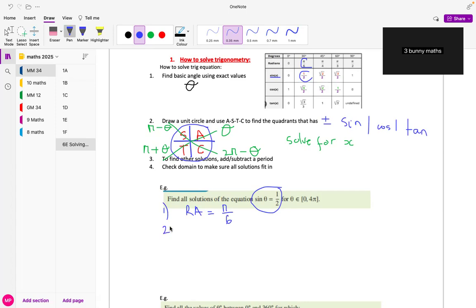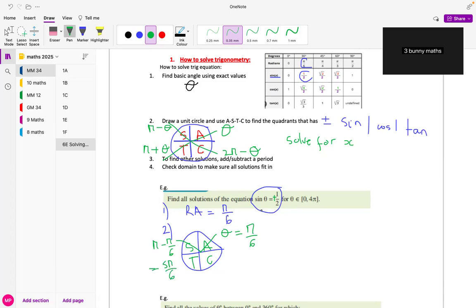Then step two is we're going to draw a little circle and we're going to find the angle that we want. So in here, we want sine to be positive. So A is positive, S is sine positive. So we would want quadrant one and quadrant two, right? Because these are the only two quadrants that have sine positive. So we have here, theta is pi/6. In the second quadrant, you want pi minus theta, which is pi minus pi/6, which is 5 pi/6.